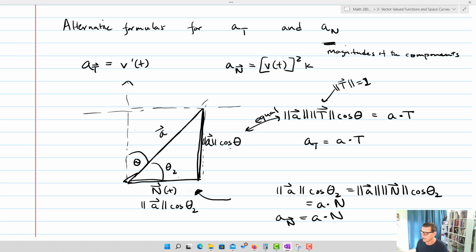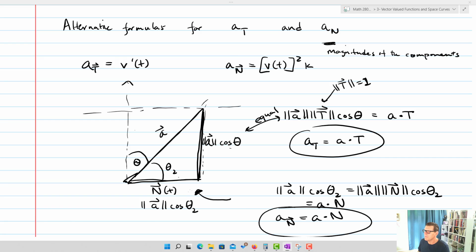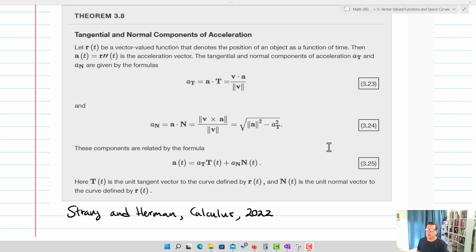And this is actually going to be a lot easier. What I'll do now is give you some alternative formulas in addition to these two. There's a sub t, there's a sub n. So now we're going to look at these equations. We've got that the magnitude a sub t is equal to a dot t, and that's equal to v dot a divided by the magnitude of v. You can actually see that we've done this one before. And then a sub n is going to be a dot n, and that's going to be the magnitude of v cross a divided by the magnitude of v. And then we have another alternative one, which is the square root of the magnitude of a squared minus the tangential magnitude squared.